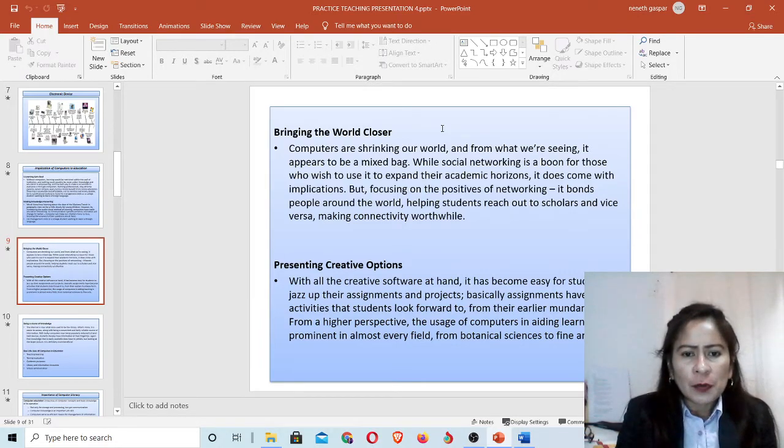Presenting our creative options. With all the creative software at hand, it has become easy for students to do their assignments and projects. Basically, assignments have become activities that students look forward to, from their earlier mundane form. From a higher perspective, the usage of computers in education is prominent in almost every field, from botanical science to fine arts.